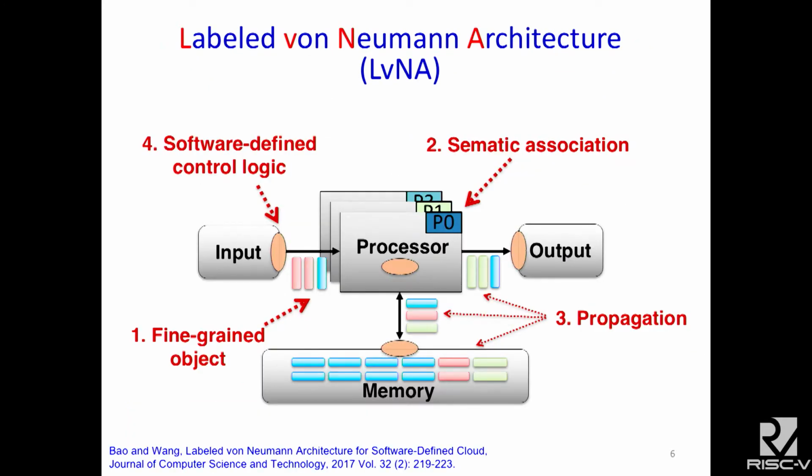To achieve performance isolation, we first proposed a new architecture model called Labeled von Neumann Architecture, or LvNA for short. The key idea of LvNA is to convey the software information down to hardware by labels. It has 4 properties. The first is that each request has a label. Second, each label is correlated with a software entity, for example, a process, a thread, or even a variable. Third, labels are propagated in the whole machine. And last, we use software-defined control logic to provide differential service by label-based rules.